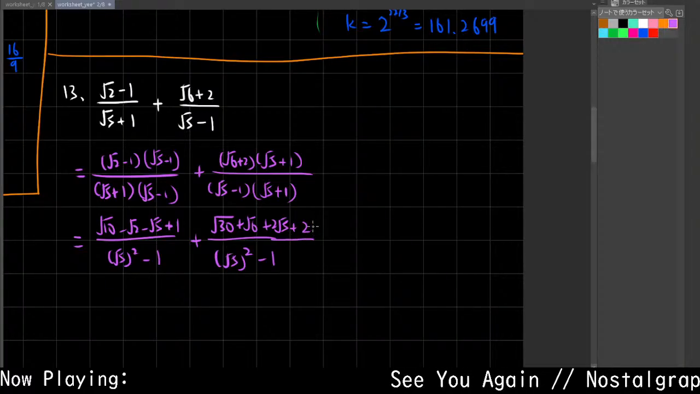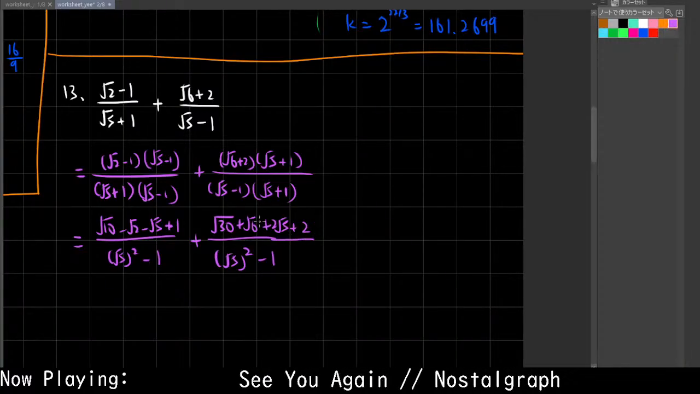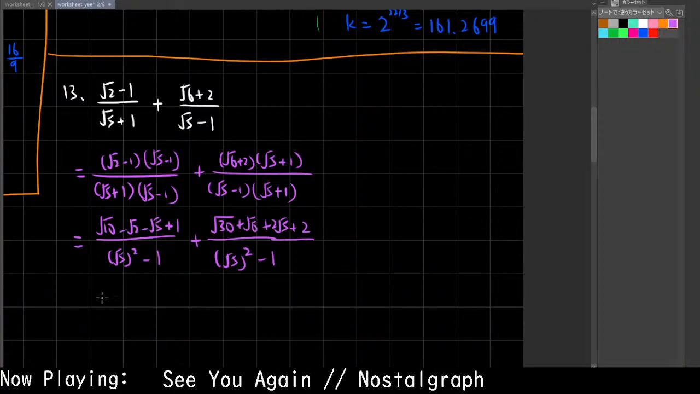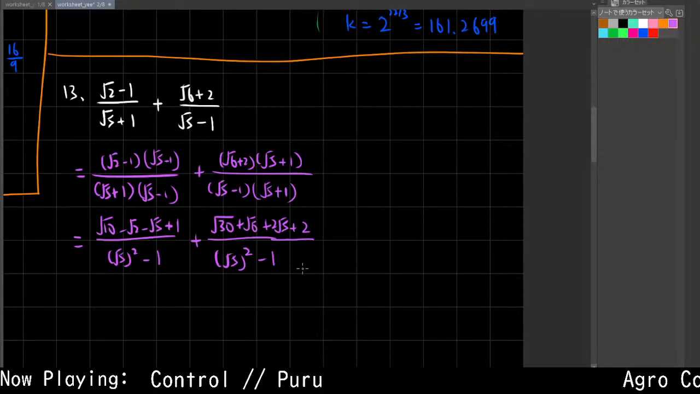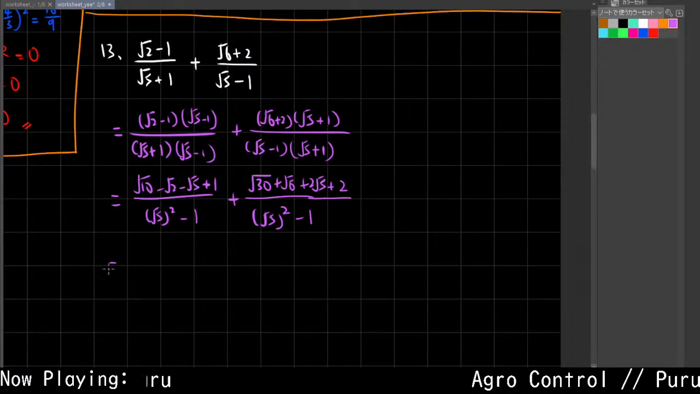Okay, so expand. Then square root 5 squared is 5. Square root 5 squared is 5. 5 minus 1 is 4. Okay.